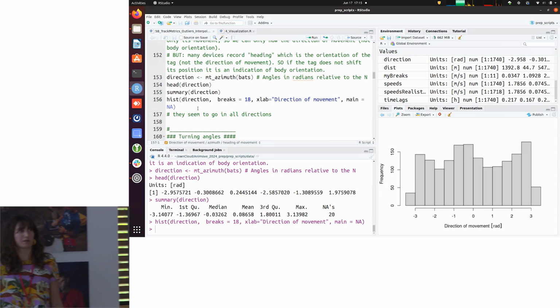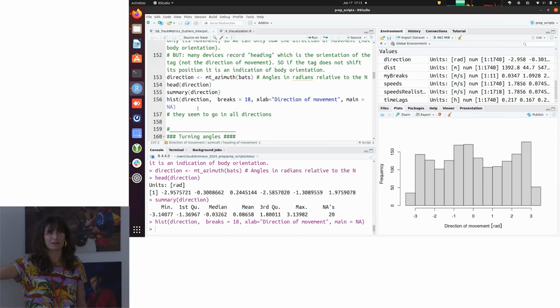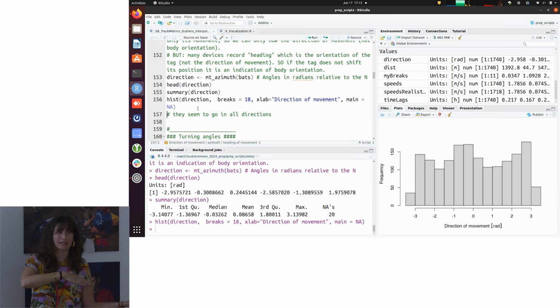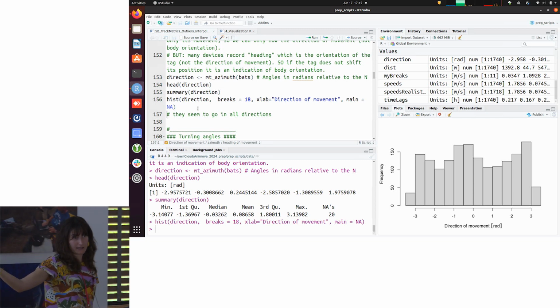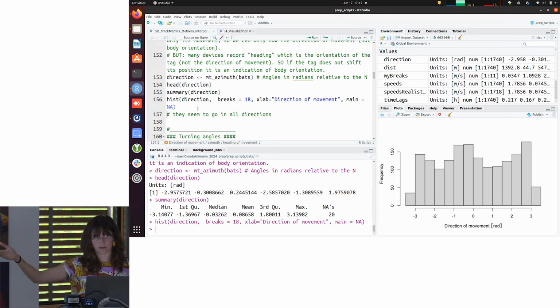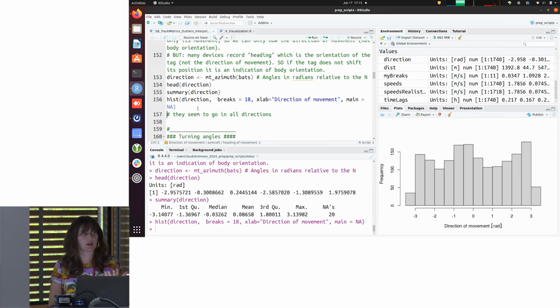What are these bats doing? Do you have any idea? Why is the direction of movement looking like this? Exactly. Now that we plotted it already, this is very easy to interpret. We know what they're doing. They're just foraging, changing their angle of movement all the time. So it's pretty obvious that this is what we are going to get. If we had a migrating animal, this would look very different. But we plotted the data, so we know it fits.